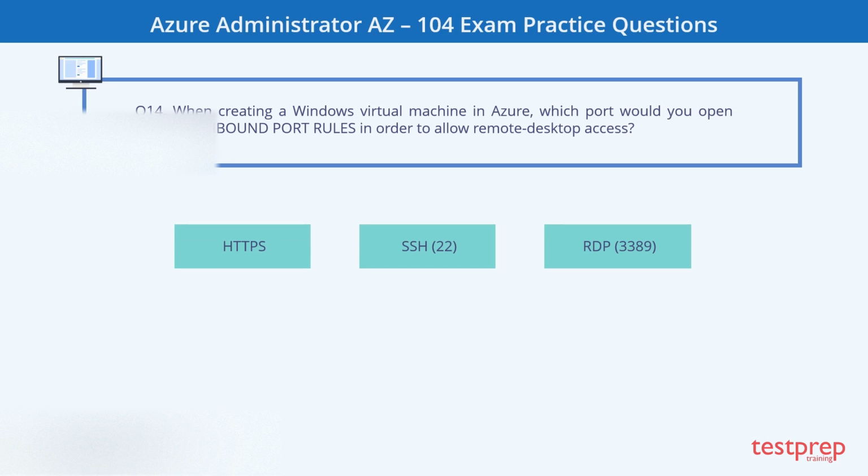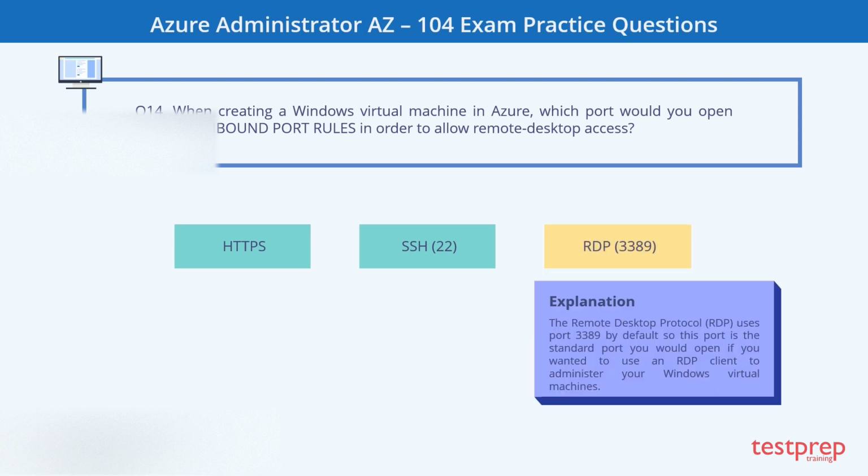Question 14. When creating a Windows virtual machine in Azure, which port would you open, using the inbound port rules, in order to allow remote desktop access? 1. HTTPS. 2. SSH, 22. 3. RDP, 3389.